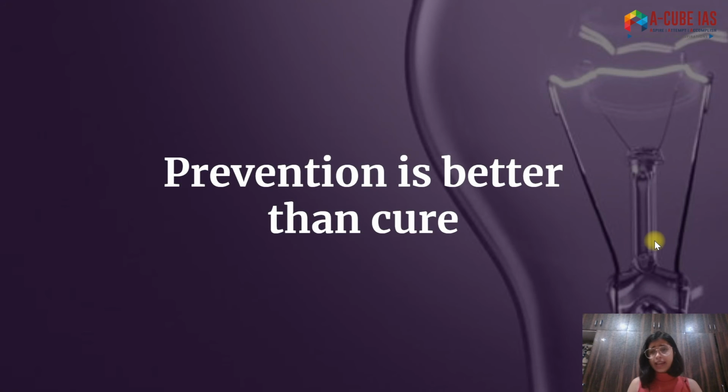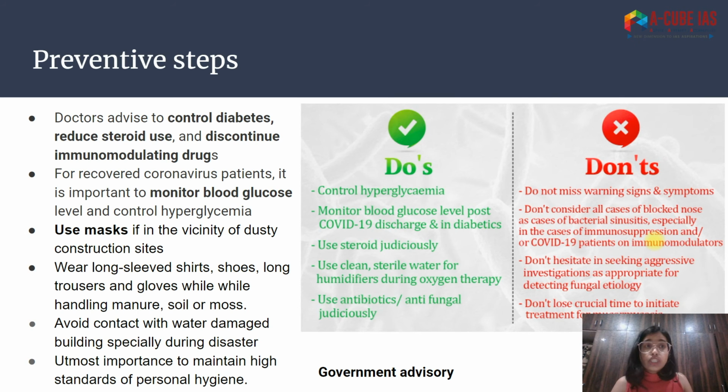So what is prevention? Preventive steps doctors advise are to control diabetes and reduce the use of steroids. If you are having the symptoms of diabetes, try to control it on time. Also, try to minimize as much as possible the use of steroids. Discontinue immunomodulating drugs, that is, immunosuppressants, because they may be helping you reduce the other symptoms, but you may become susceptible to black fungal disease. Also, doctors advise monitoring the blood glucose level of patients who have recently recovered from corona. And even before that, this is like the later stage.